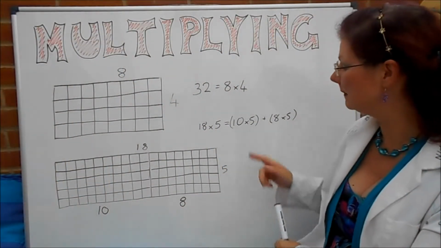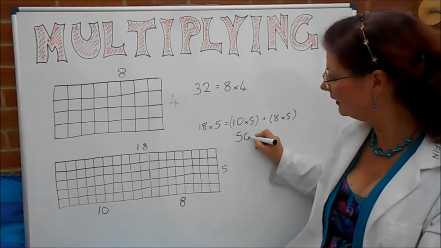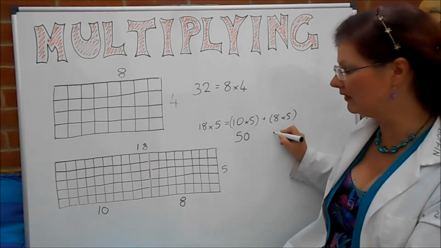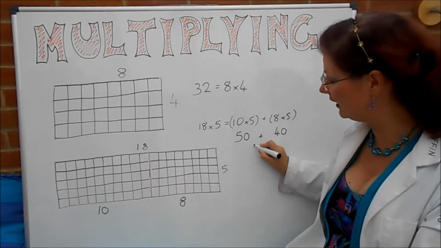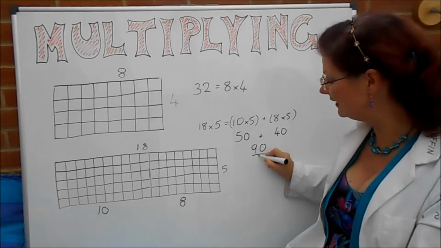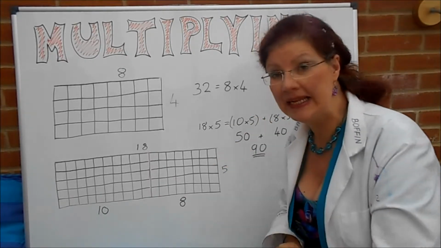Right, we should have this. 10 times 5, pretty easy. That's 50. And 8 times 5, that's 40. And when we add the two together, we get 90 as our answer. And there are, in fact, 90 squares in there.